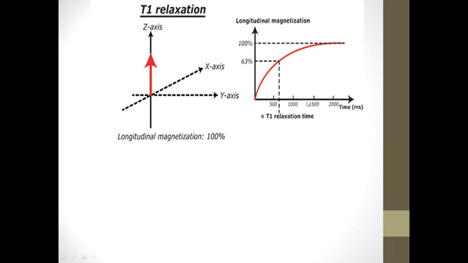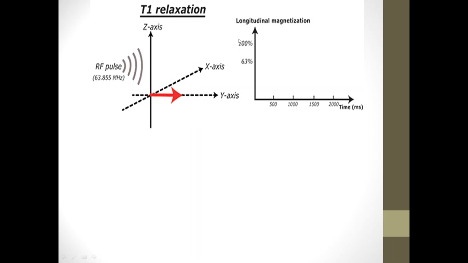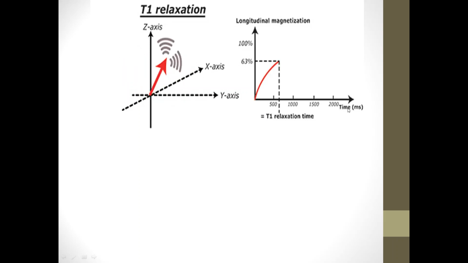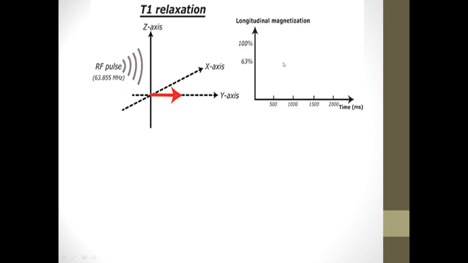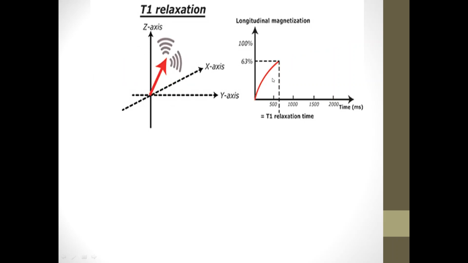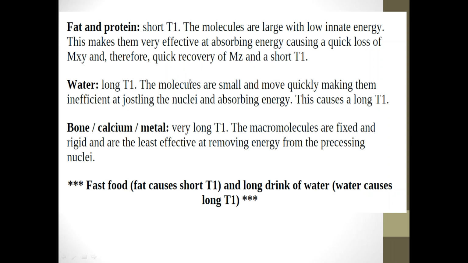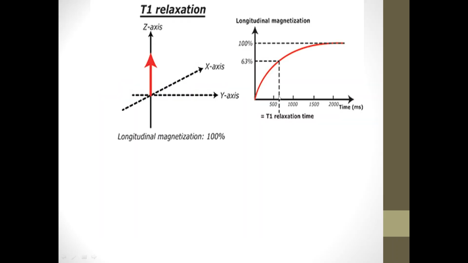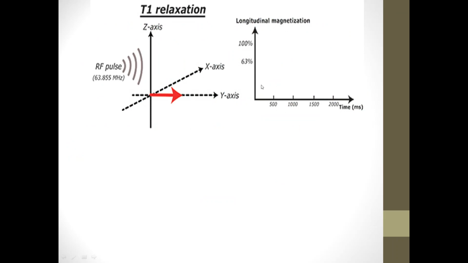This is the time, and this is the longitudinal magnetization on the y-axis. 63%, 100%. Time is 500, 1000, 1500, and so on, in milliseconds. The time taken to reach 63% of longitudinal magnetization is called the T1 constant.